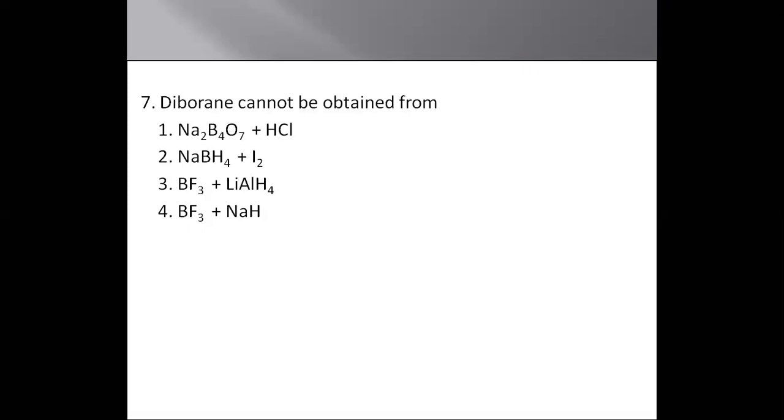Except the first one, so I can conclude that diborane cannot be prepared or obtained from the first option, that is, when I am treating borax with HCl. I have also given this point in the compounds of boron: whenever I treat borax with an acid, what will I get? I get orthoboric acid, or just boric acid. So by the first method, I am able to prepare boric acid, but not diborane.